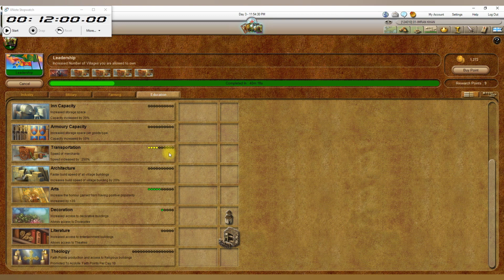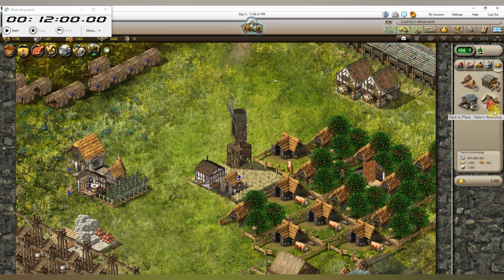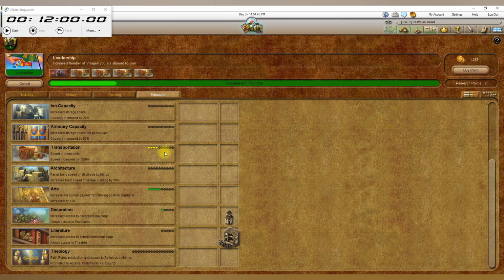So I will maximize this first so that I should be making gold, because gold is very necessary if you want to place all of the banquet buildings, all of the 30 buildings. This would be very expensive gold-wise, so you need to research transportation and make gold first.